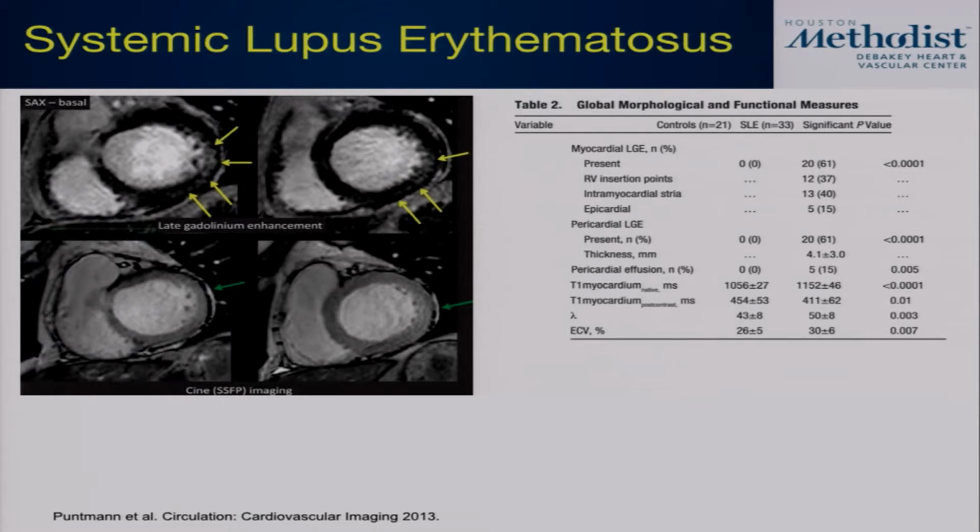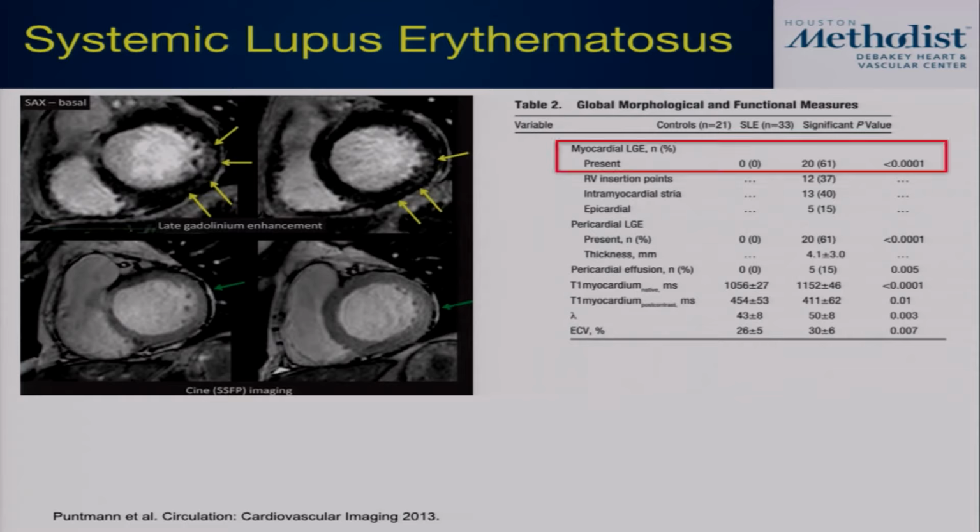And what they found was that in patients with systemic lupus, there was a fairly high prevalence of areas of myocardial late gadolinium enhancement. They found in their series about 61% of the patients had evidence of some LGE somewhere in the myocardium. And it varied. Sometimes it was epicardial, sometimes it was mid-myocardial, and sometimes it involved the insertion site where the RV connects to the interventricular septum.